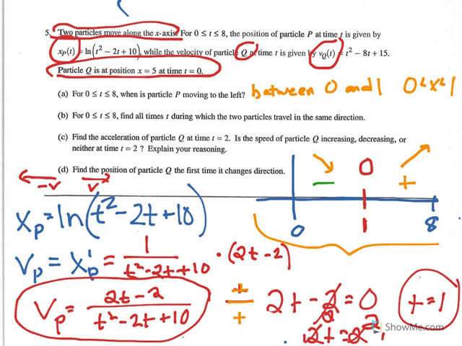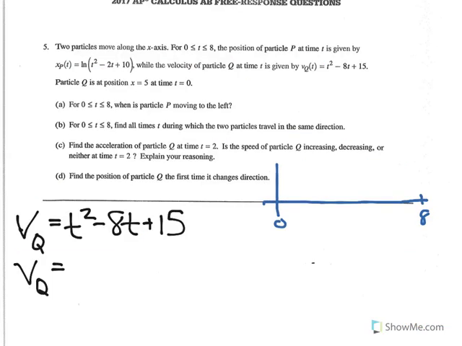Okay, let's take a look at part B. I'm going to stay on this page for just a second, then I'm going to flip to a working spot. For times 0 to 8, find all times during which the two particles travel in the same direction. So we know the directions that's happening in this part right here. So now we're going to make a number line graph for the other chart. And let's see what we have.